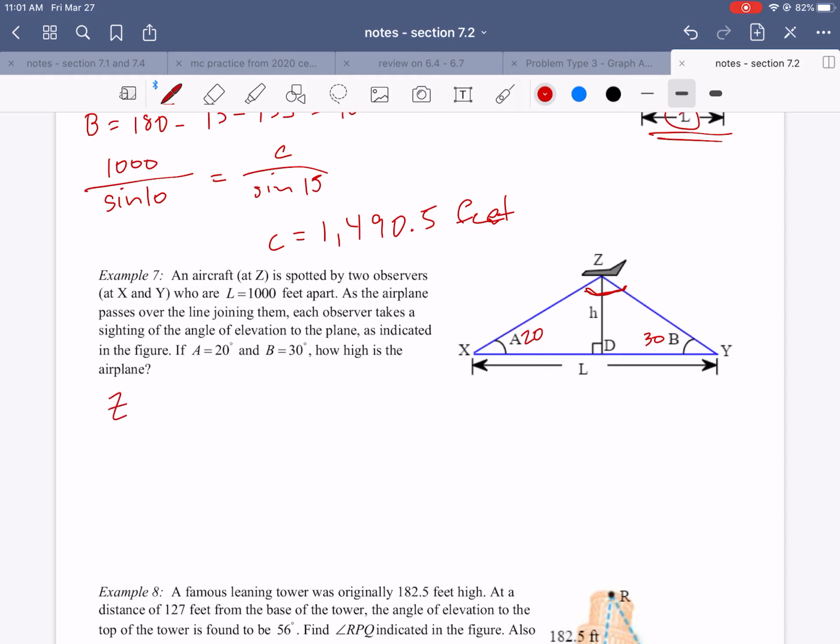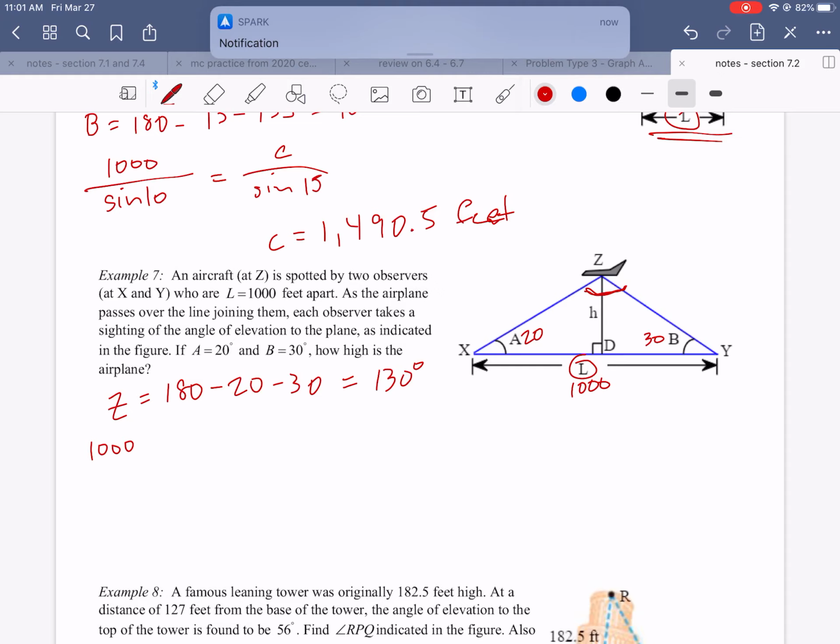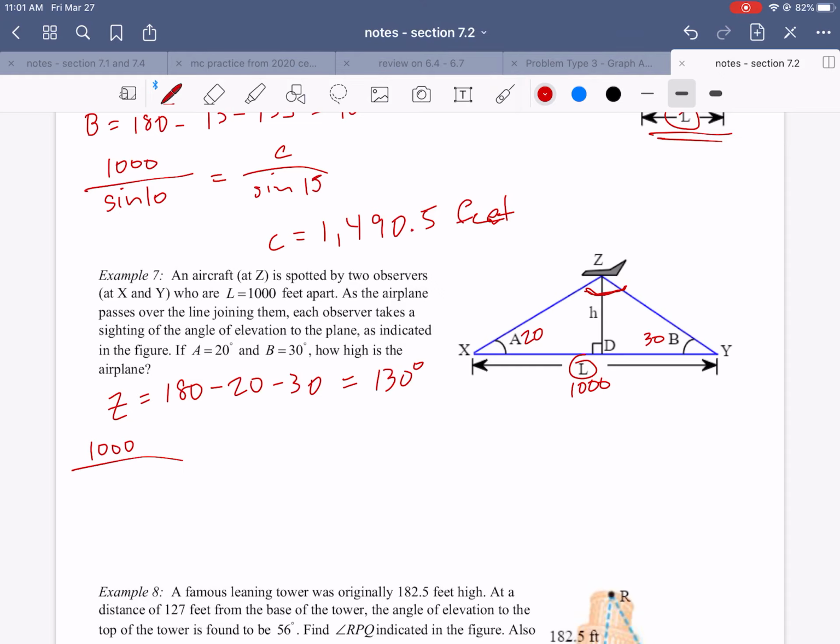So the first thing I'm going to start with is angle capital Z, as in zebra, is going to be 180 minus 20 minus 30, and that's going to end up giving me 130 degrees. And really the reason I wanted to do that is because I have side L down here. It tells me that this L is 1,000, and so now in this triangle I have a ratio. I have the Z, as in zebra, ratio, which is 1,000 divided by the sine of 130.